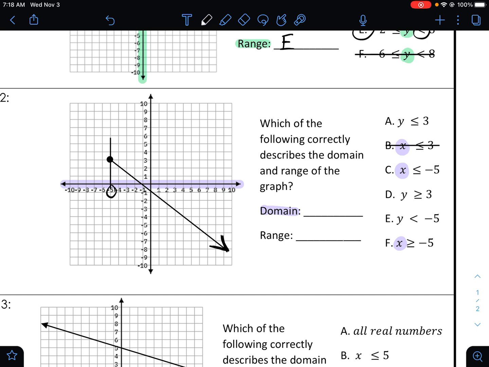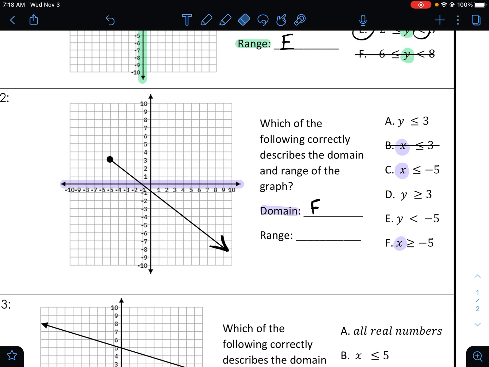Now I have to understand that my graph's x values are growing. All of the x values are getting bigger than -5. So I want to select the answer choice that is saying x is greater than or equal to -5, because we have a closed circle. That means it will be opening up towards the x, which means my answer is F. My x values are growing in this case.